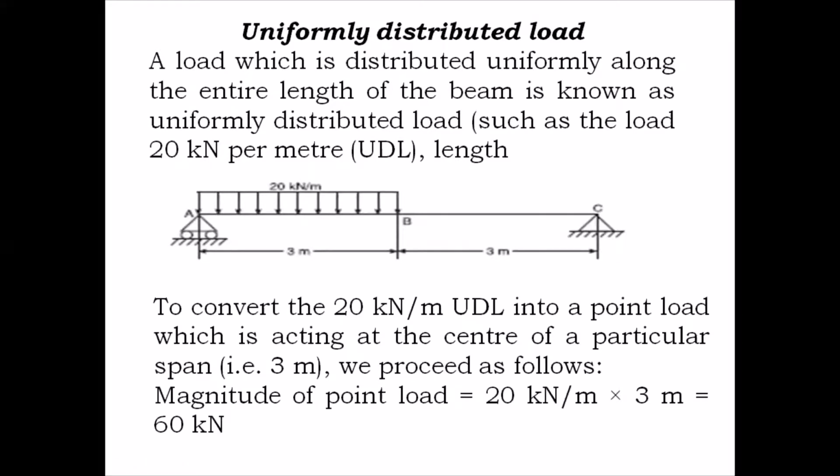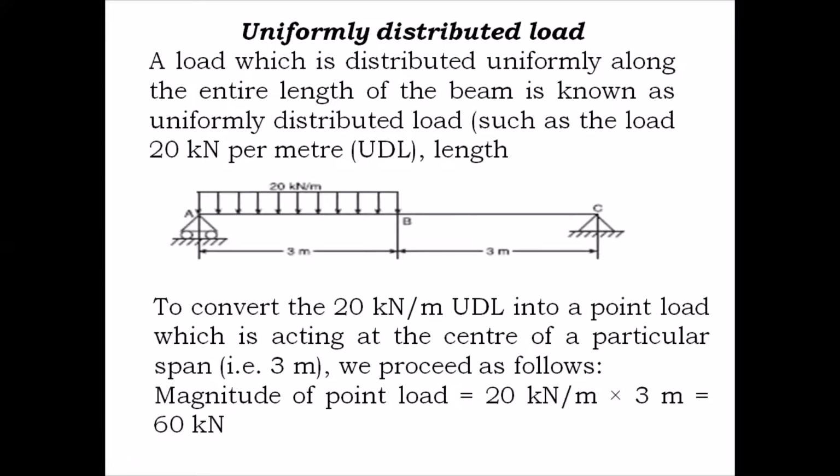So per meter it is 20 kilonewton. For 3 meters, how much will it be? It will obviously be 20 into 3, that is 60 kilonewton. So you will have a 60 kilonewton load which will be acting. Where will this 60 kilonewton load act?